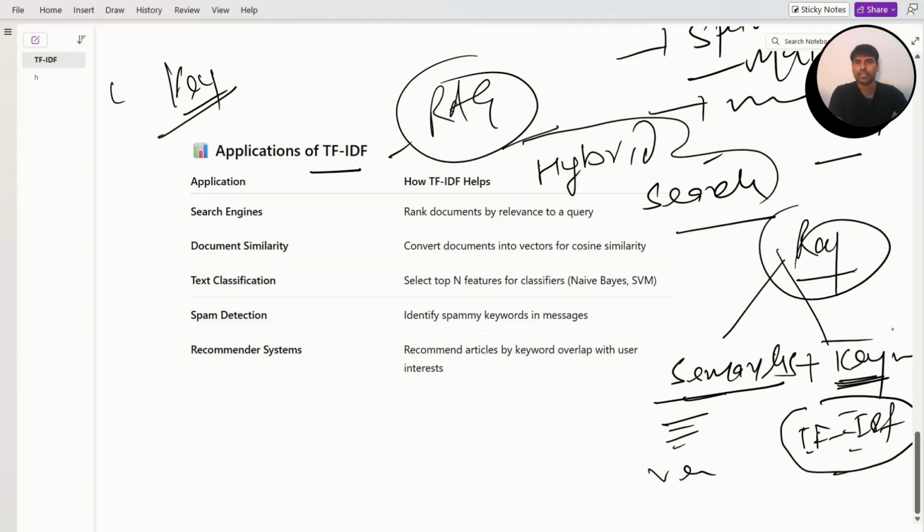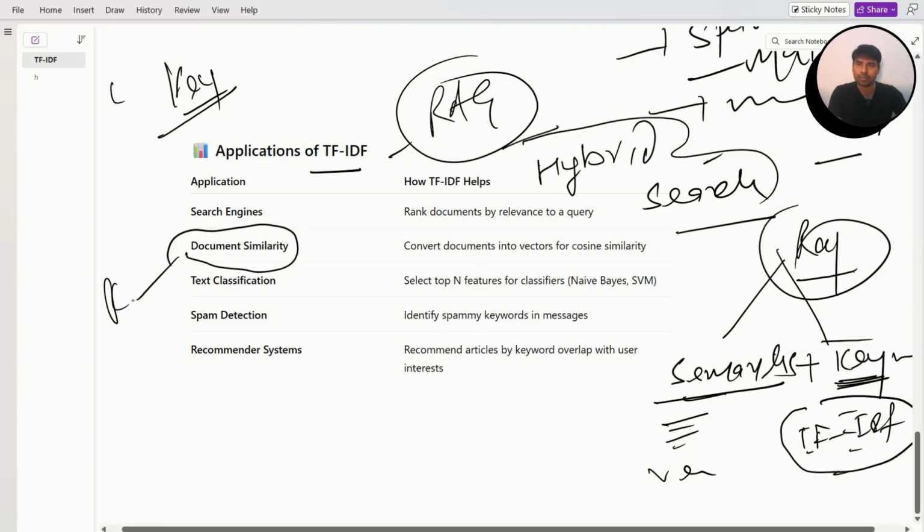So where can you find use cases? Document similarity, that's what I'm talking about. It is used in RAG applications: convert documents to vectors for cosine similarity. In text classification, we generally use bag of words, this whole concept. You can use this kind of technique, but it has some limitations I discussed, right? Spam detection, again a classification problem.